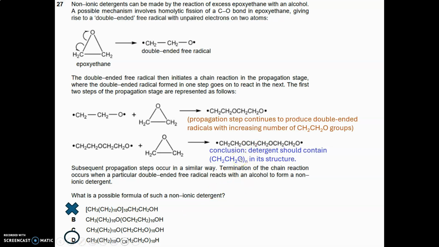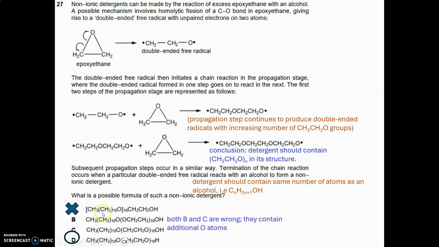So the second piece of information is that termination of the chain occurs when a double-ended free radical reacts with alcohol to form a non-ionic detergent. So the detergent should contain the same number of atoms as an alcohol, and alcohols have this general formula, CnH2n+1OH. So both B and C are wrong because they contain additional oxygen atoms more than the typical alcohol. So the only possible answer here would be D.